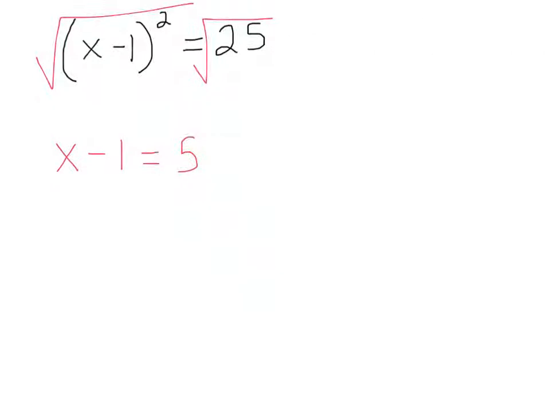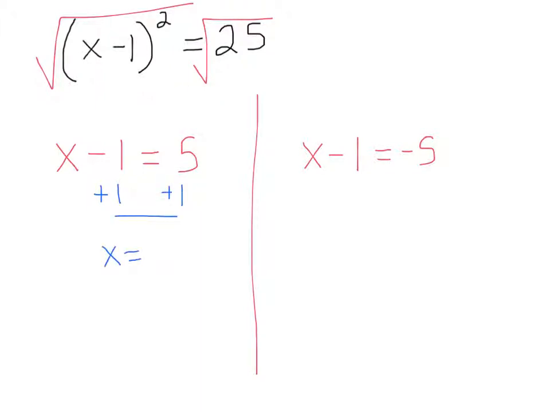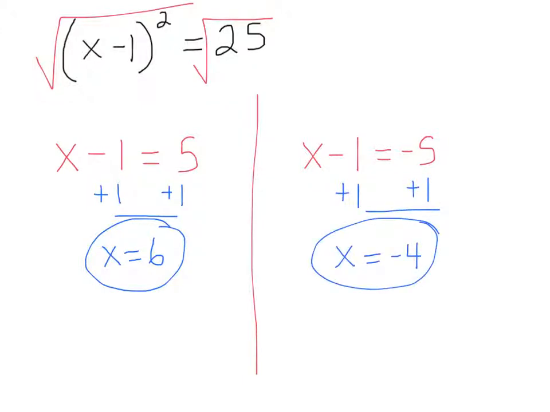But the square root of 25 is not just 5. It's also negative 5. So I need to write a whole other equation. X minus 1 equals negative 5. Like that. Right? And so now I need to solve each of these equations individually. Add 1 on both sides, and so x equals 6. Add 1 on both sides, and so x equals negative 4. And so those are your 2 solutions.